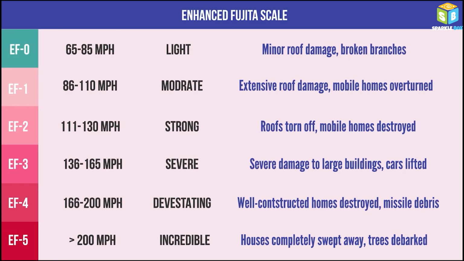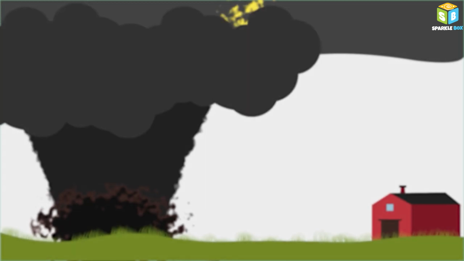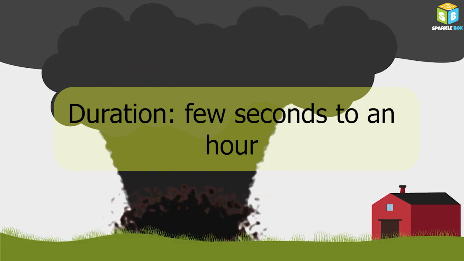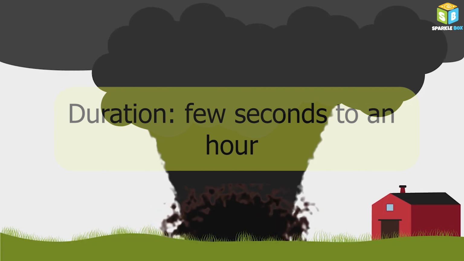EF ratings of 0 and 1 show that the tornado is weak in nature, whereas the ratings of 2 and 3 show that the tornado is strong. And very violent tornadoes come under the EF ratings of 4 and 5. A tornado can last up to an hour. However, it usually lasts for a few seconds to more than half an hour.